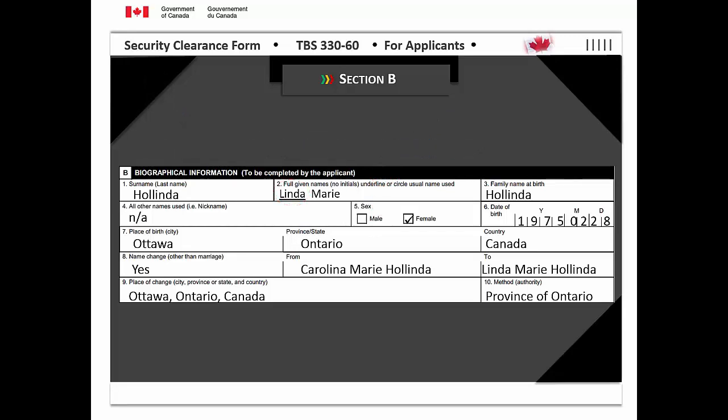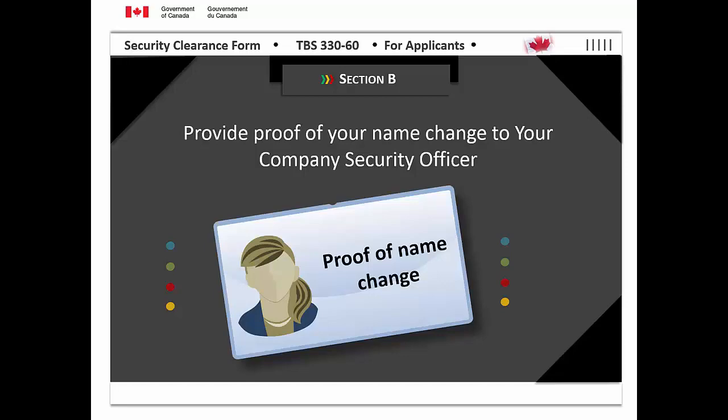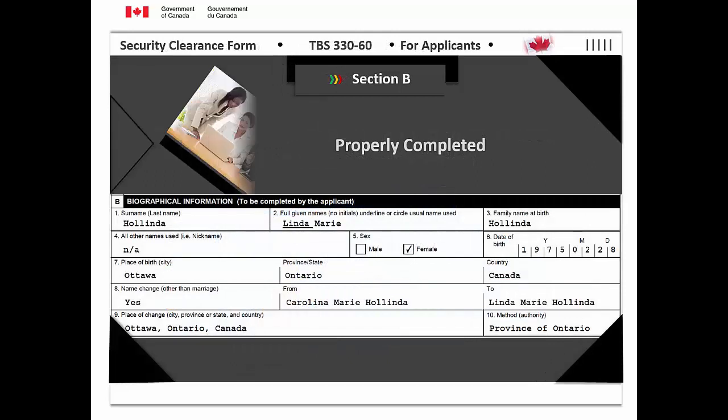If you have changed your name for reasons other than marriage, you need to provide your previous name and your present name. You also need to indicate where the name change took place, as well as the method. An example of the method would be Registrar of Canada. Lastly, you need to provide proof of your name change to your company security officer. Here is an example of Section B properly completed.